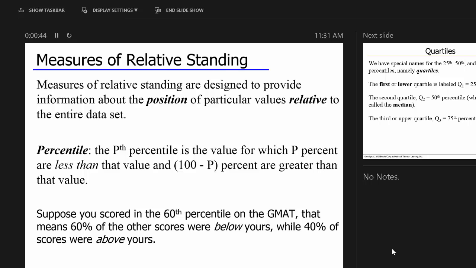So what's a percentile? Percentile is the basic unit of measure as far as relative standing is concerned. The pth percentile is a value in your data set that separates p% of data below that number from 100 minus p% of data that's above that number. That's basically a standard definition. And a lot of times percentiles are actually being used.